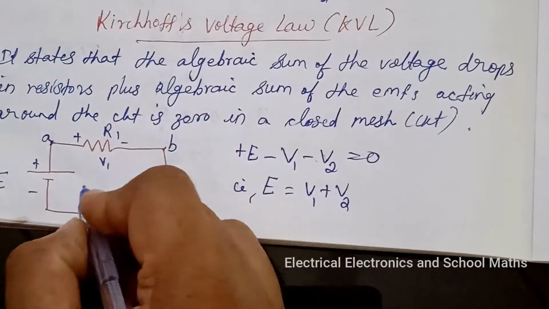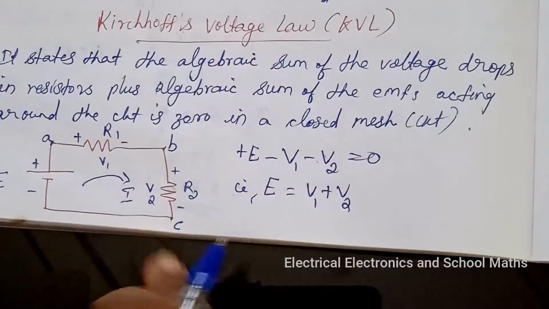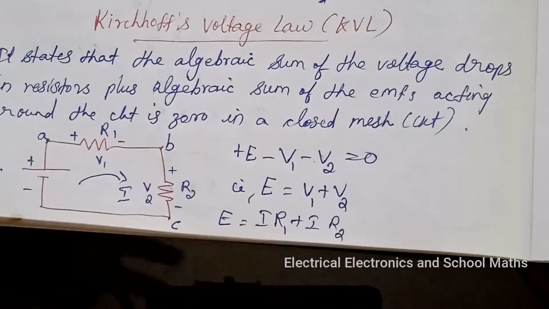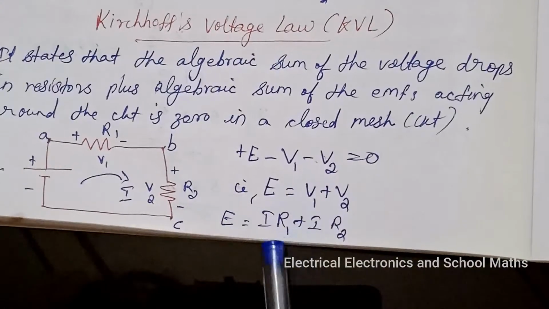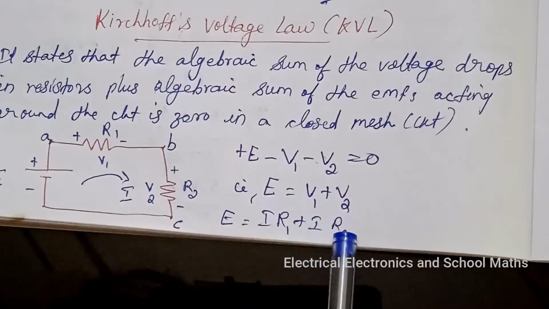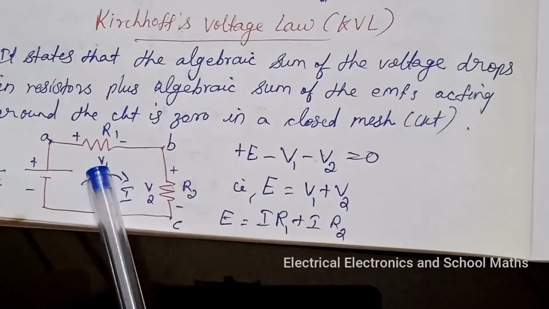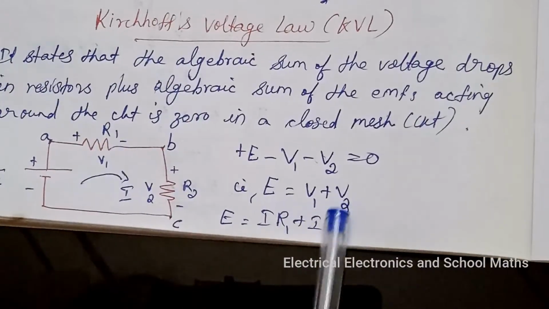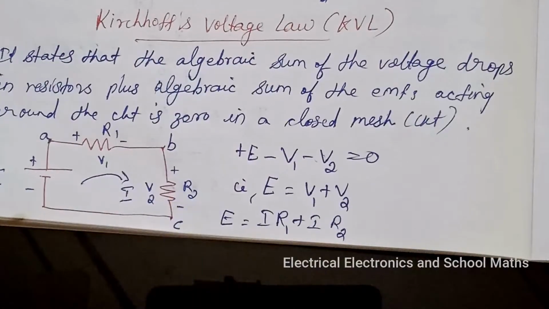And if we apply a current I in the circuit, we get E equal to I into R1 plus I into R2, where I R1 is the voltage drop in the resistor R1 and I R2 is the voltage drop in the resistor R2.